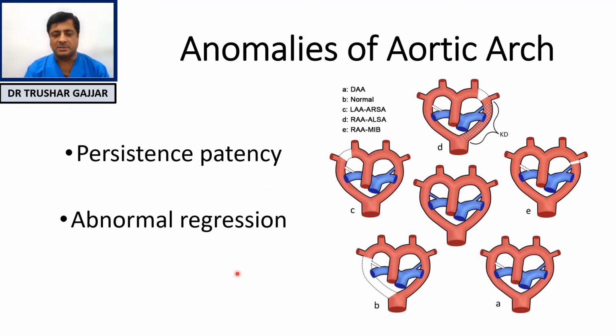Applying these principles, if we start seeing from the next picture onwards, that is B, in which the right dorsal aorta after the 7th intersegmental artery has disappeared. That means this leads to the formation of left aortic arch. So this is the normal heart.